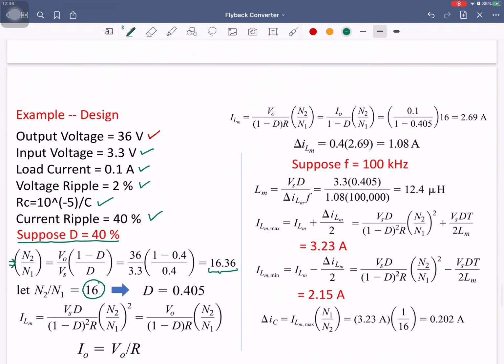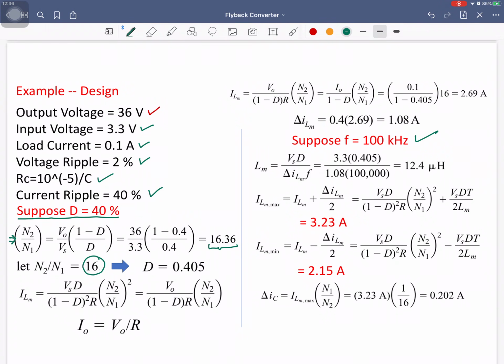I have arbitrarily taken this switching frequency of 100 kilohertz, and I just supposed a duty cycle of 40%. A number of designs are possible if you vary these. If you operate your circuit at a higher frequency, above 100 kilohertz, let's suppose 200 kilohertz, 300 kilohertz, what will be the impact? The magnetization inductance will change. It will be reduced for higher frequencies. As you can see over here, there is an inverse relationship of the frequency with the magnetizing inductance. So if we operate our circuit at a higher frequency, a lower magnetization inductance will be required.